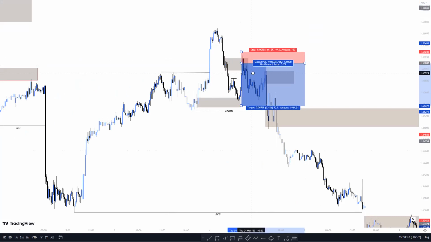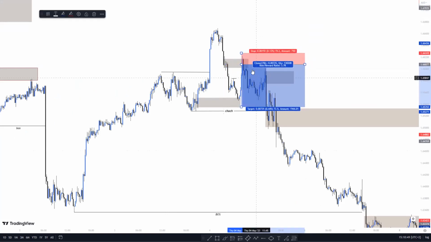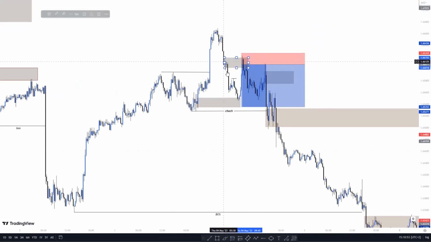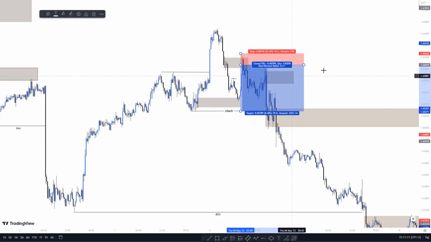Ooh, no. Okay, let's see. Yeah, the stop is way too big for me. It's way too big, but I was going to probably try and use a lower, a small lot size, right? It does happen, but I don't like it. But this was the entry.